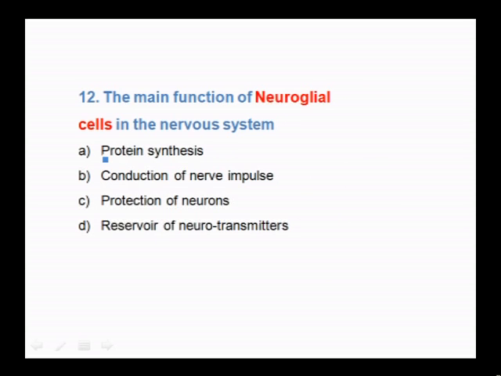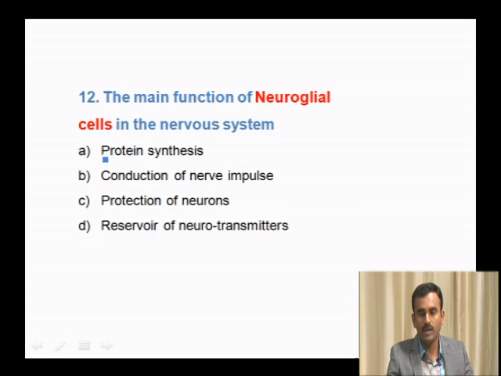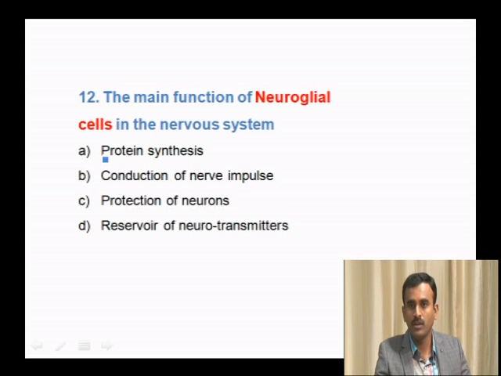The main function of neuroglial cells in the nervous system. While giving the synopsis, I mentioned this point. The nerve cells consist of different types: ependymal cells, neuroglial cells, conducting neuron, etc. Among these, the only conducting nerve cell is the multipolar neuron. This helps in the conduction of nerve impulses from one part to another part of the body.